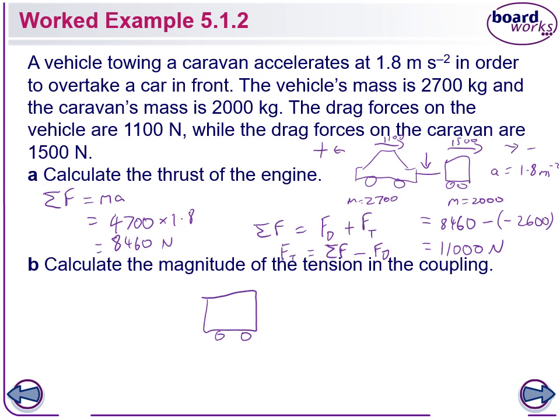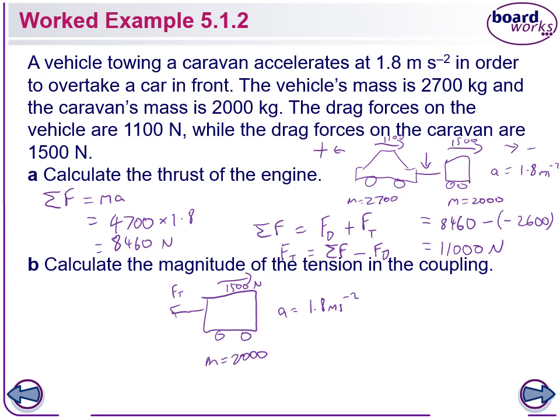What do we know about our caravan? Well, we know its mass. Its mass is 2,000 kilograms. We know it has a drag force acting on it of 1,500 newtons. We know it is accelerating at 1.8 meters per second squared. The only thing that is pulling it forwards is the tension. That's the only thing pulling it forwards, is the tension.